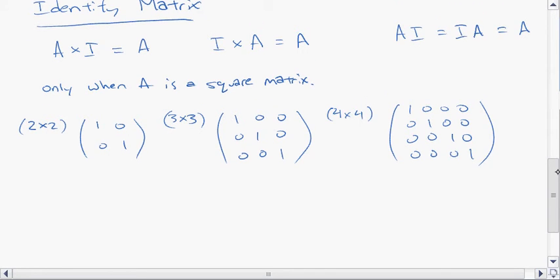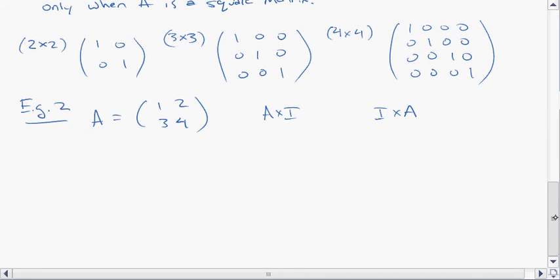So what I'd like to do now is basically an example. I'd like to show you exactly why the identity matrix is the identity matrix. So what I'm going to do is pick a matrix A, 1, 2, 3, 4, and then I'm going to multiply A times I, and then I'm going to turn around and multiply I times A, and hopefully in both cases I'll get the original matrix back. Because A is a 2 by 2 matrix, the identity matrix is going to be this one here, 1, 0, 0, 1.